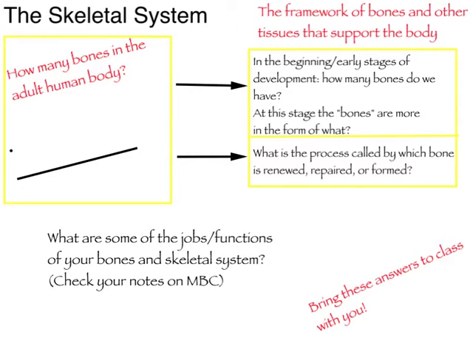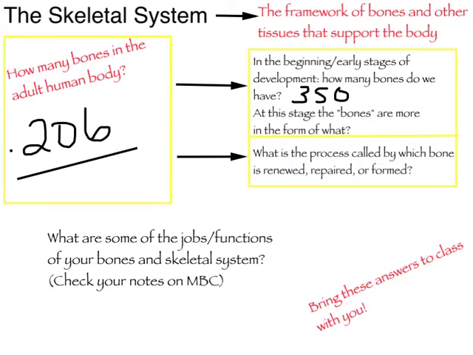Now, our skeletal system is the framework of bones and other tissues to support our body. And our skeletal system is pretty impressive. It's pretty large. In our fully grown, developed body, we have 206 total bones. However, in our early stages of development, how many bones do you think we have? Well, I'll tell you that in those stages we have upwards of 350 bones. But they're not that hardened bone yet. At this stage, those bones are more in the form of soft, flexible cartilage.